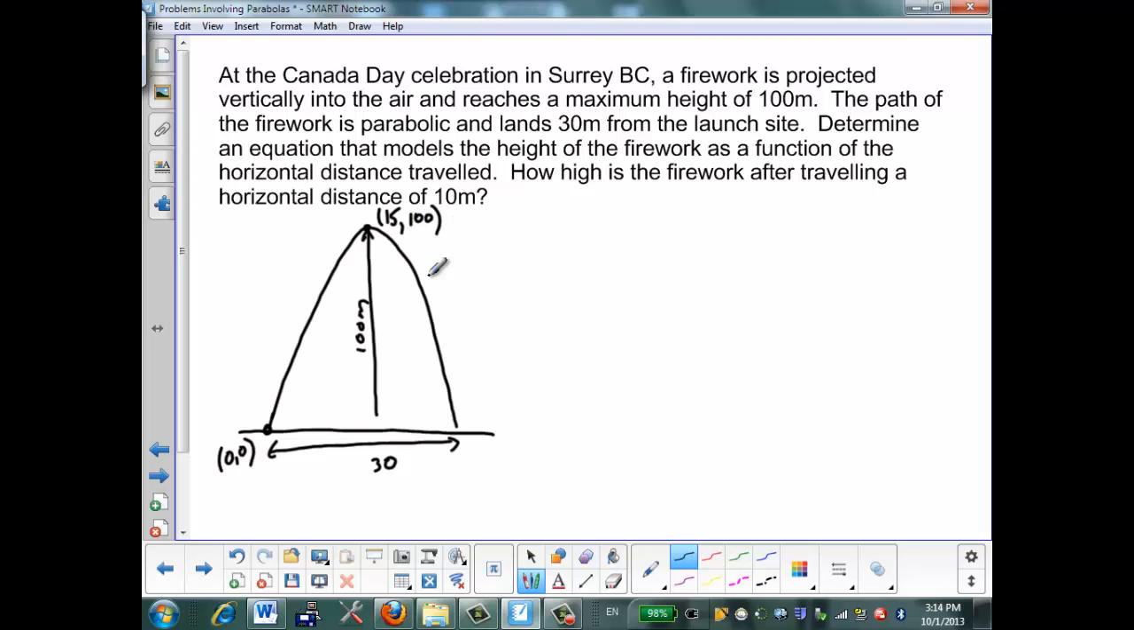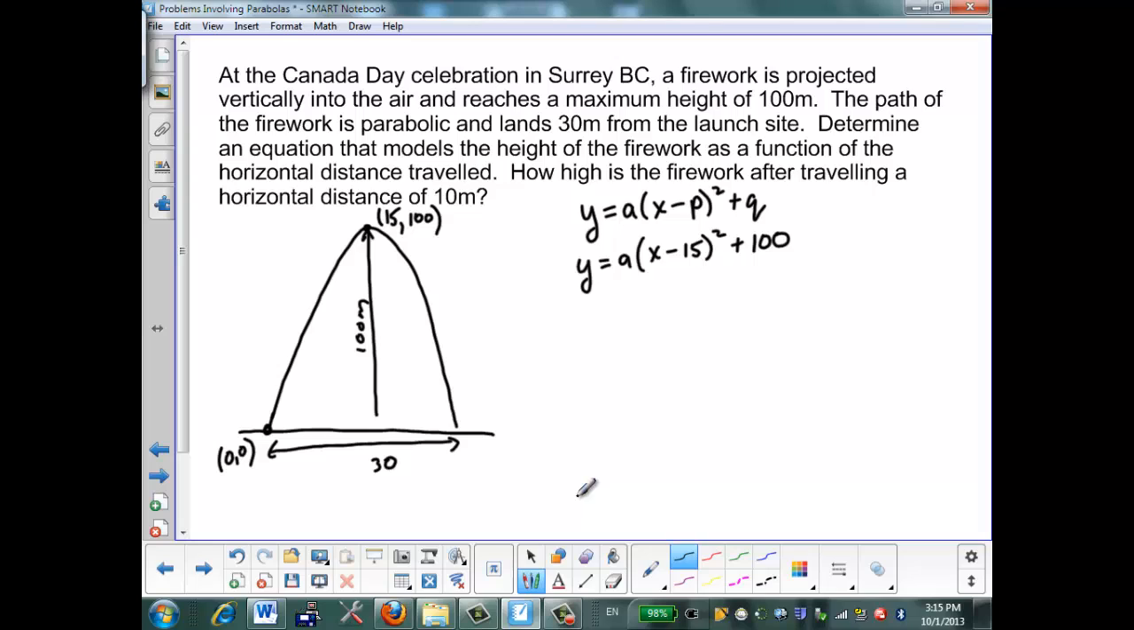So the first thing we're going to do is set up our function from our original general form of our equation: y equals a(x minus p) squared plus q. Because we know our vertex is going to be 15 and 100, we know that the translation from 0 of our vertex is going to be 15. So we're going to have (x minus 15) squared, and it went up 100. So we're going to have plus 100.